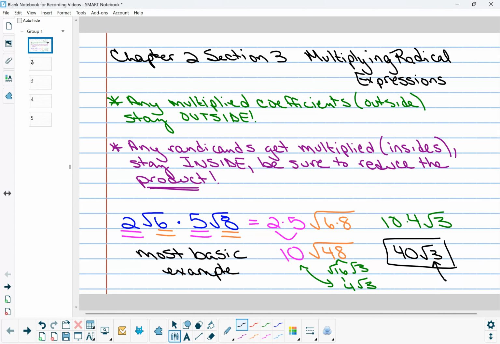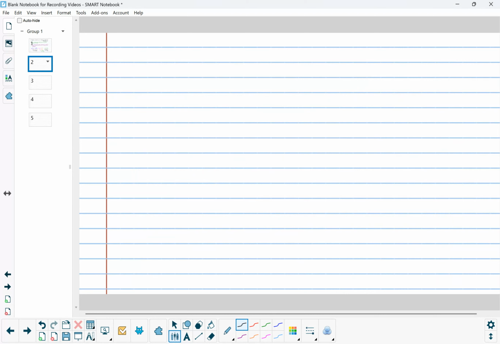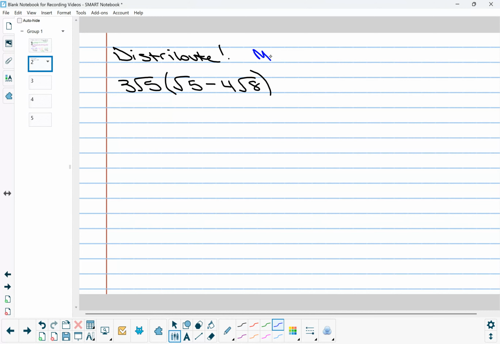Okay, let's do a couple others. So here's example 2. We're going to distribute. All right, so this example looks like 3 radical 5 times rad 5 minus 4 rad 8. Okay, so you're going to multiply, then simplify. Multiply, then simplify.